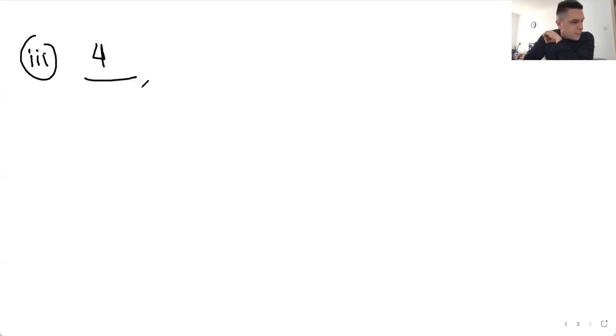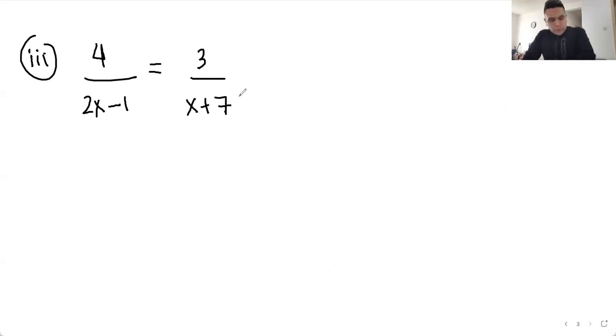4 divided by 2x minus 1 equals 3 over x plus 7. So first we're going to have to combine these terms, because we need to isolate our x. So first we're going to have to bring all of this to the numerators.